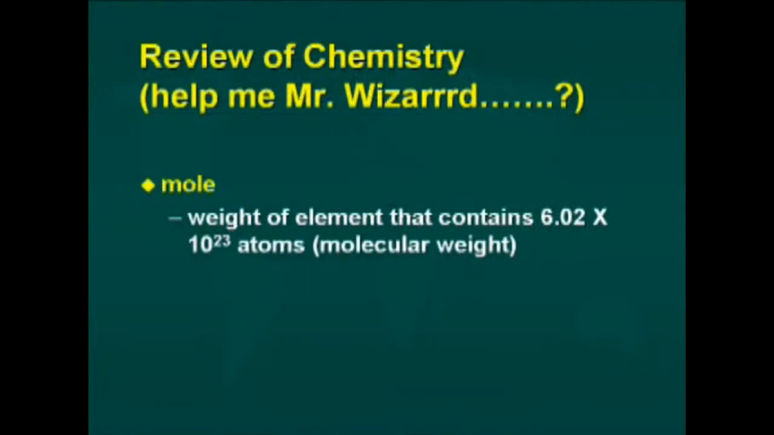So the mole, the definition of a mole, and we learned this in chemistry, Chemistry 1 or 101 or whatever your first chemistry course was, or perhaps even in high school. The mole is the weight of an element that contains 6.02 times 10 to the 23rd atoms. 6.02 times 10 to the 23rd. And that's burned in your mind, no doubt, from chemistry as Avogadro's number. Or a mole is referred to as the molecular weight. So very simple definition.